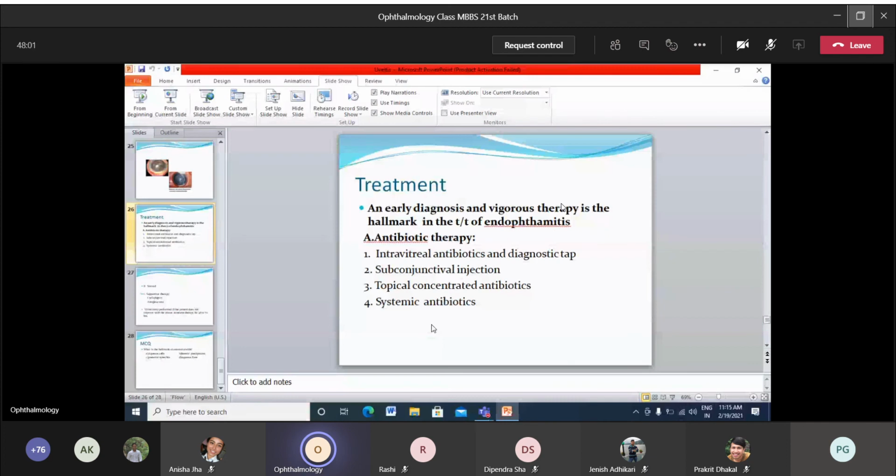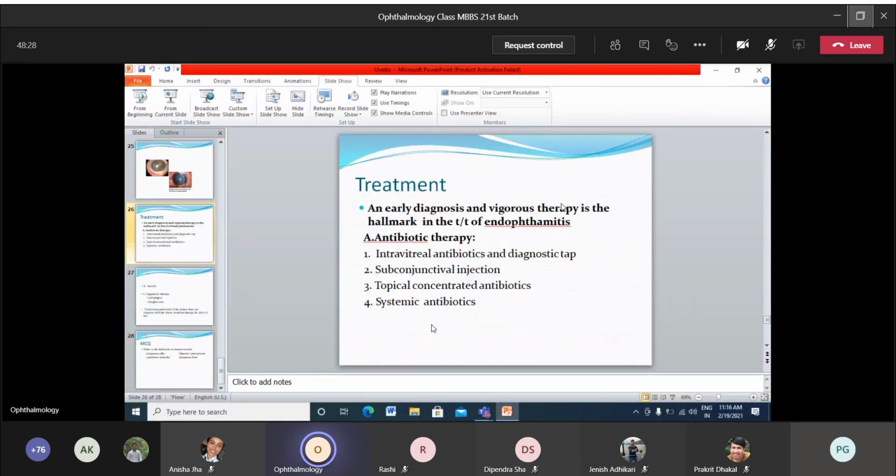When you take out the exudate from the vitreous, that is an intravitreal tap. In the same syringe, you tap out some vitreous content, which is for culture and sensitivity. Then you give the intravitreal antibiotics. Broad spectrum, usually vancomycin and gentamicin, are given.